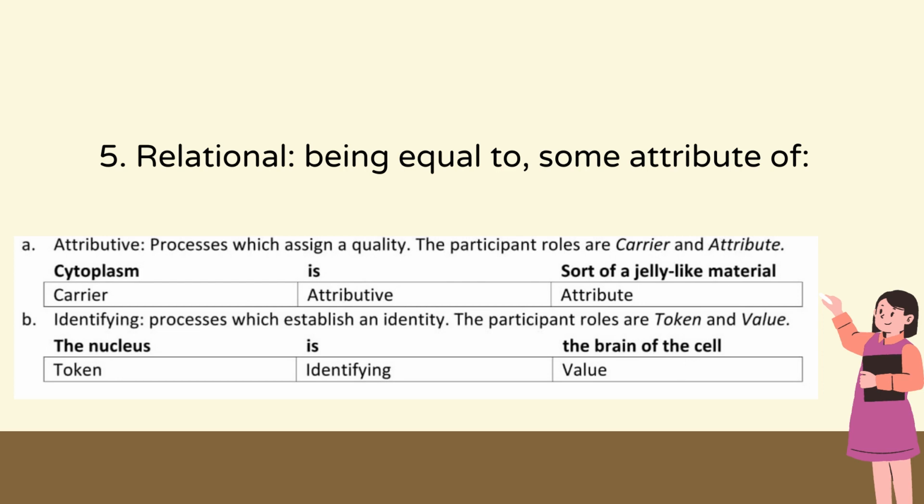And then we move to the next process, which is the existential process, or existing, there exists. There is only one obligatory participant in this process, which is called the existent.